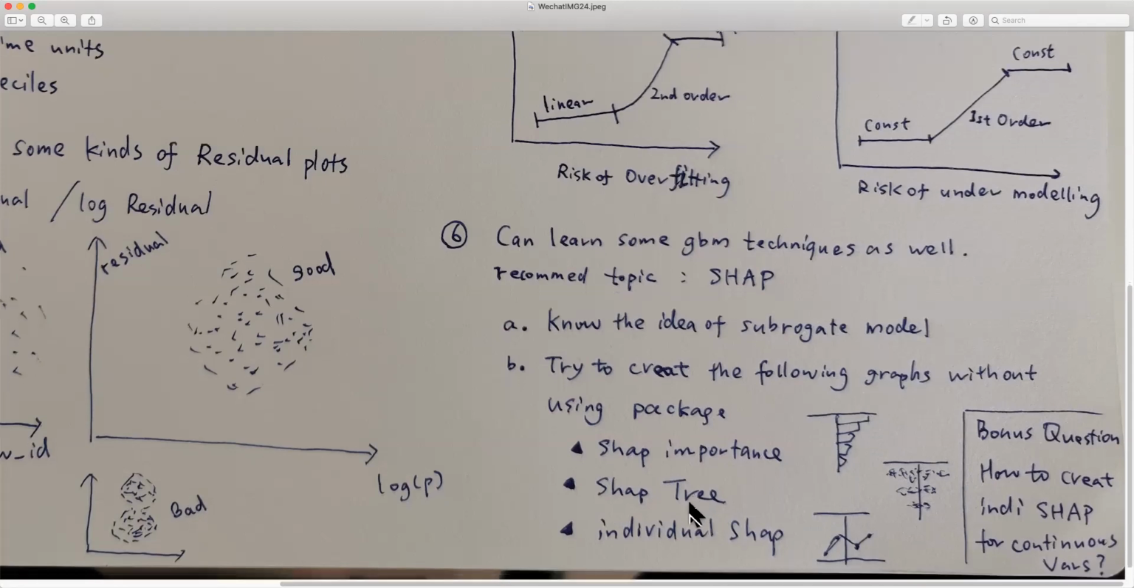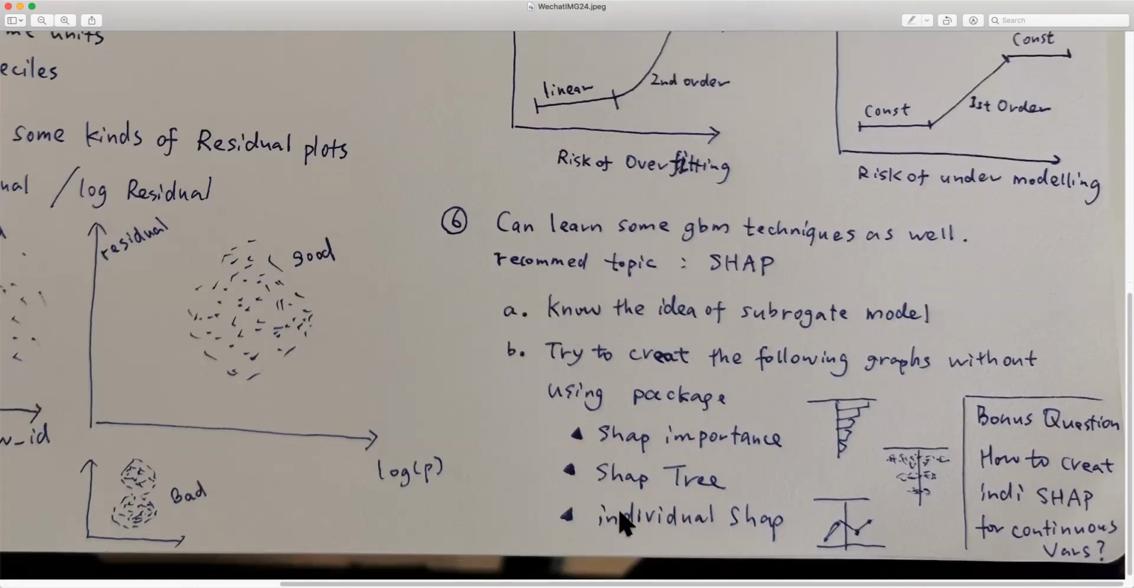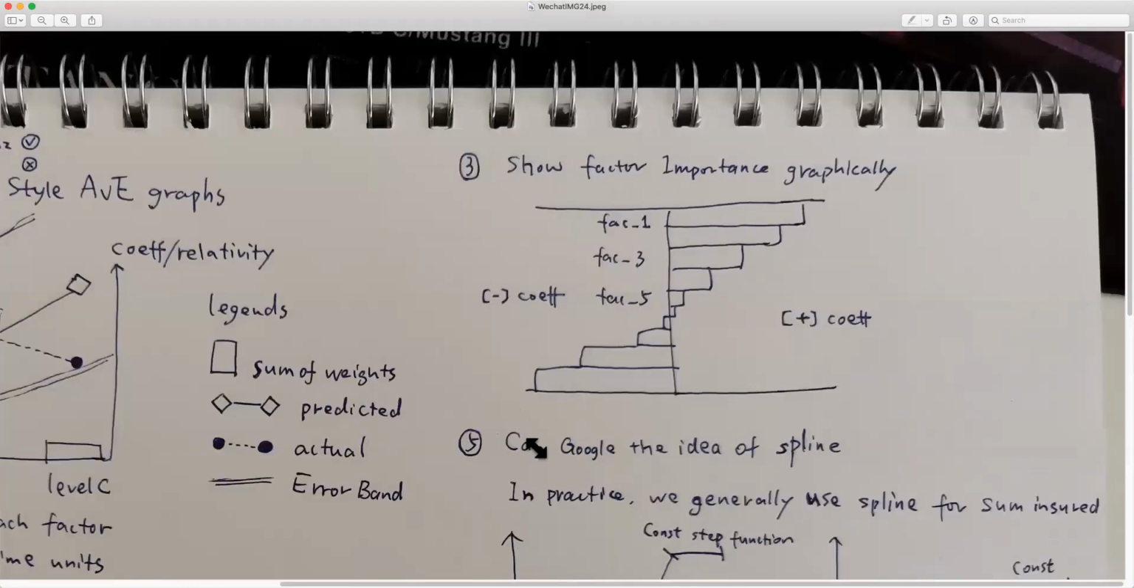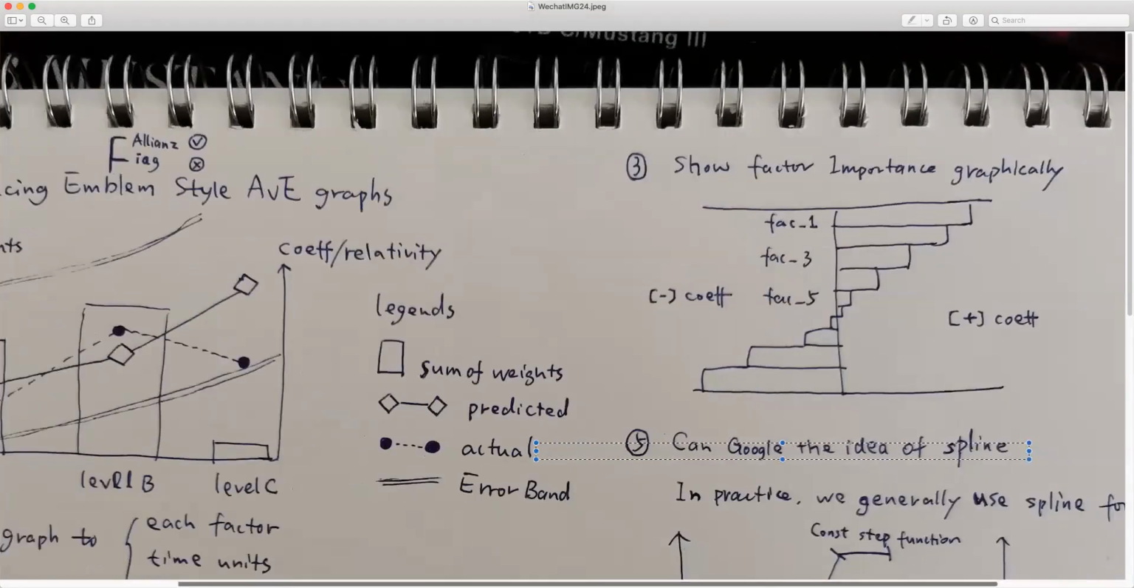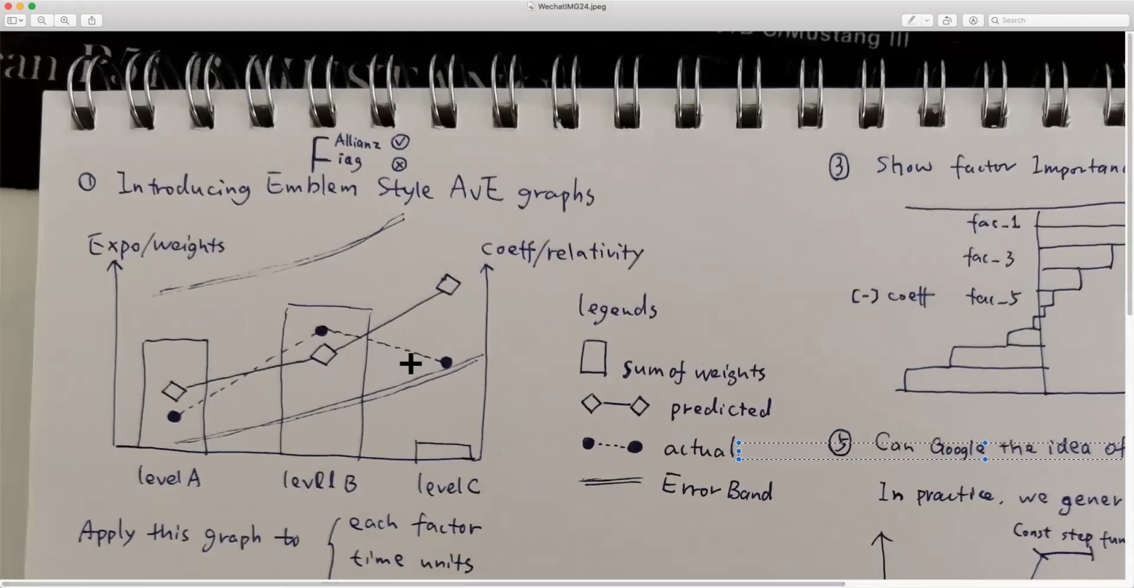And the final topic is individual SHAP. This graph is pretty much the same graph as here, except that one is for GBM and this one is for GLM.